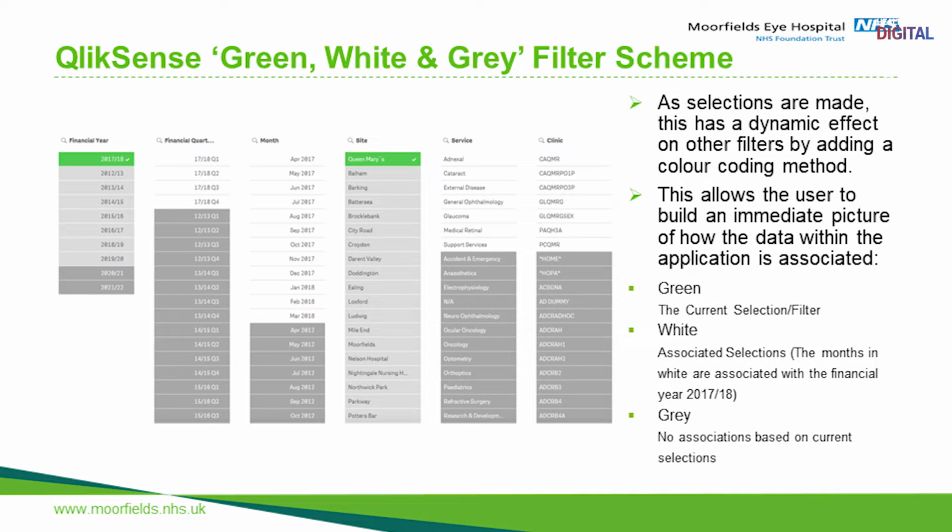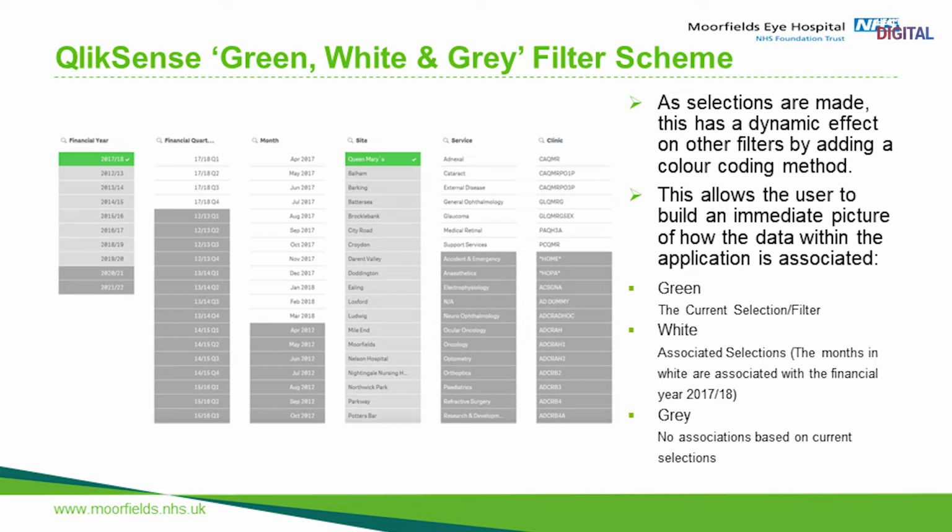If it turns green, that means there's a direct association with, in this case, the date filter that we've selected there. So I think that's Queen Mary's, yeah. So in this particular case, it's Queen Mary's, and 2017 has a direct association with all the services listed in white there. So all those months and that particular site is directly associated with all the services that we've listed there, and we have data for all the months that's listed there in white.